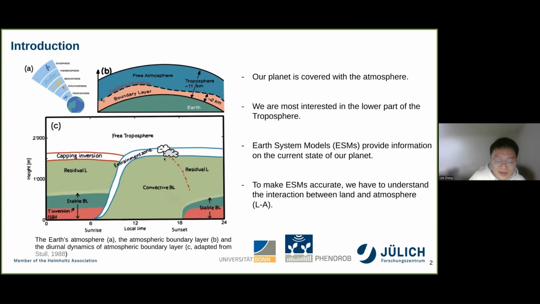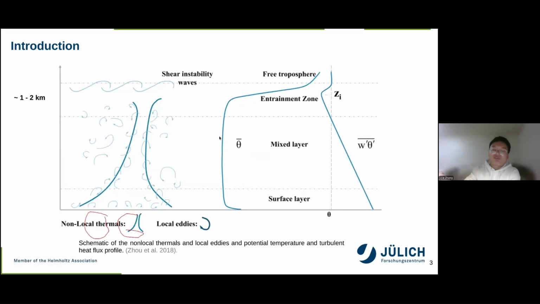So what does the convective boundary layer look like? We can start from the right side. The convective boundary layer can be decomposed into three layers. From the bottom to the top, we have the surface layer, which is roughly 10% of the convective boundary layer. Above it is the mixed layer, and above that is the entrainment zone.